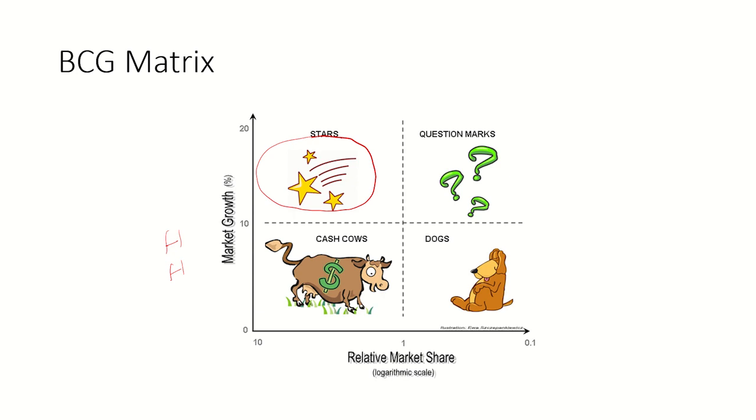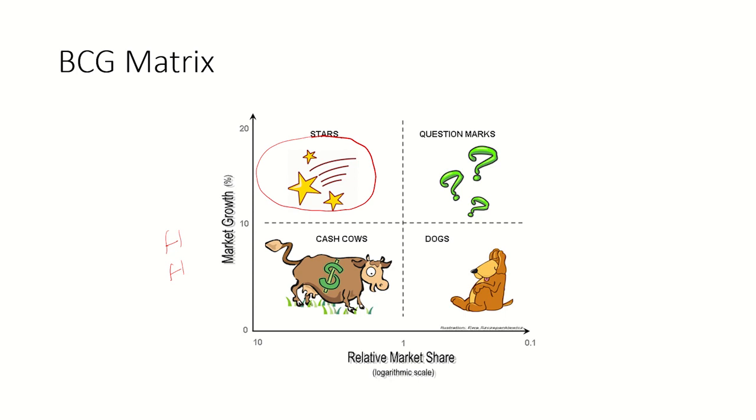Now, what is the strategy that is to be adopted by companies when they have star products? They have to advertise, they have to promote the product to ensure that the growth rate and the market share is intact in the market. That's the strategy that is suggested.